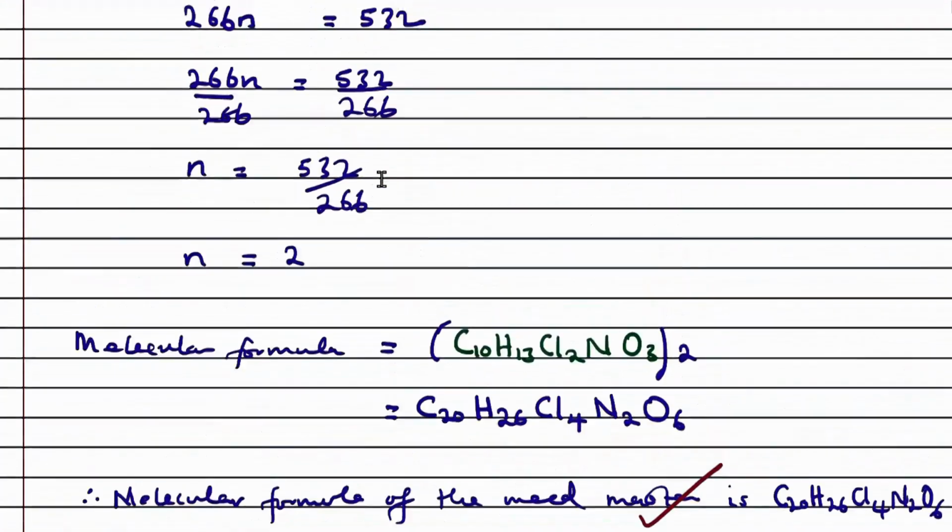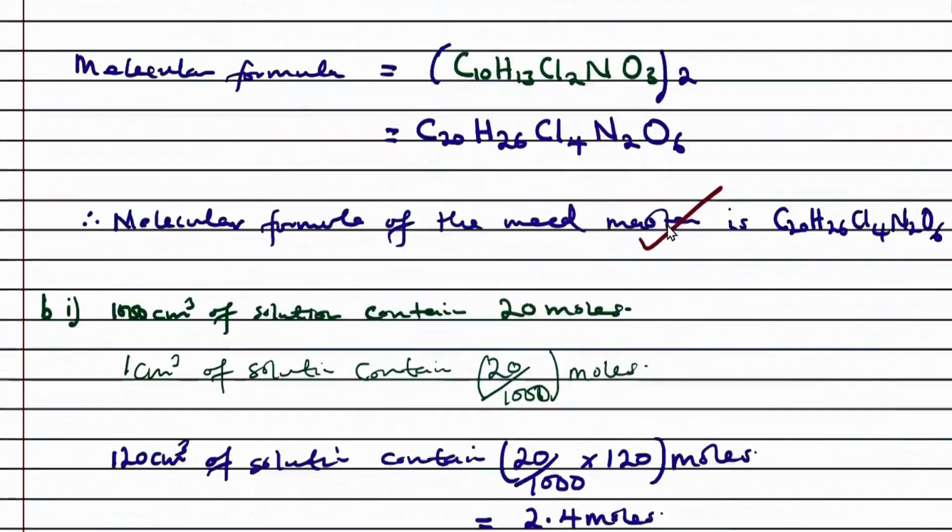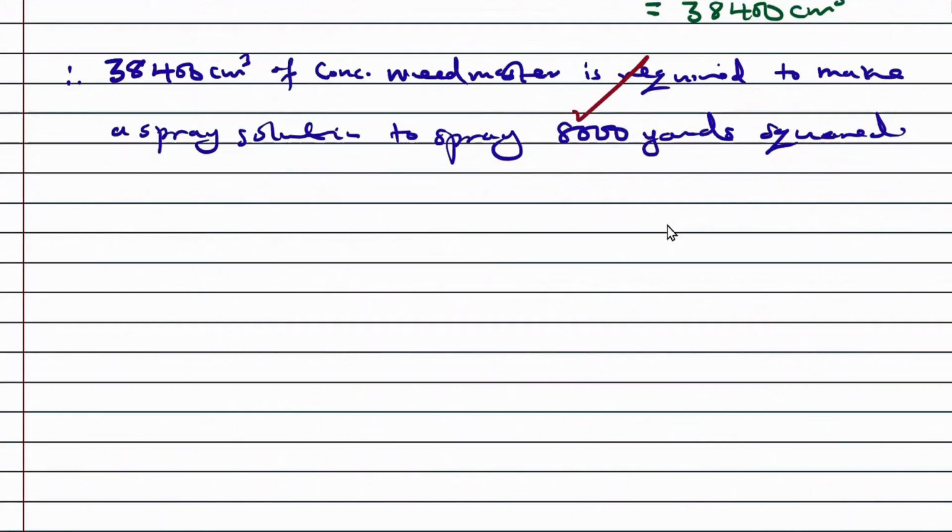Then part C Roman numeral 2, it says that determine the number of bottles required by the farmer to spray an area of 8,000 square yards. So this time round they want the bottles. But remember, they say that one bottle is of 1 liter. One bottle of concentrated Weedmaster. So this is part C, Roman numeral 2.